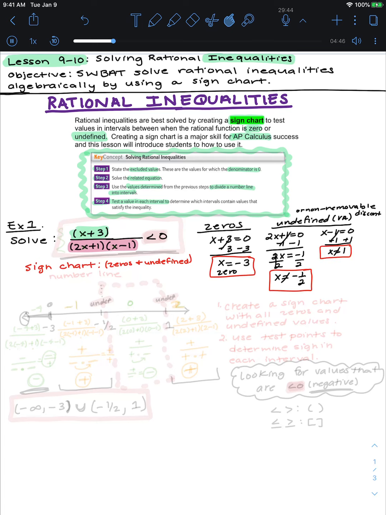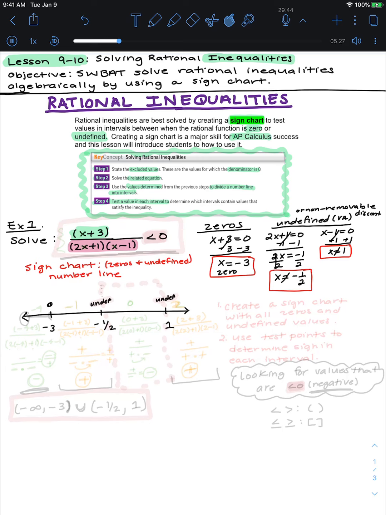So the sign chart, guys, it's a number line. You're just going to create a number line, but the 3 values that I want on this number line are going to be these 3 values right here. So I'm going to create a number line, and I'm going to go ahead and place these values. Now, negative 3 is less than negative 1/2, so I'll just put negative 3 right there. Negative 1/2 will be next, and then the next value will be 1. Now I want to note that the negative 3 is my 0, so I'll just put a 0 right there, and then these right here are my undefined, so I'll just do that.